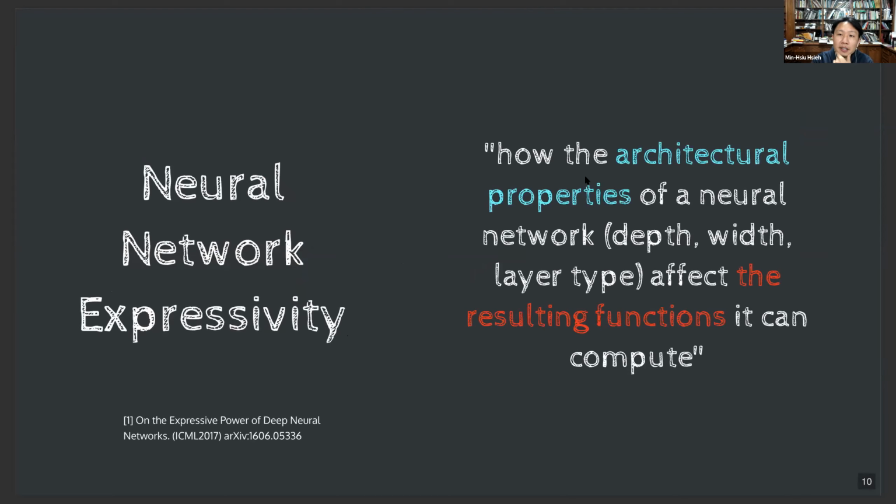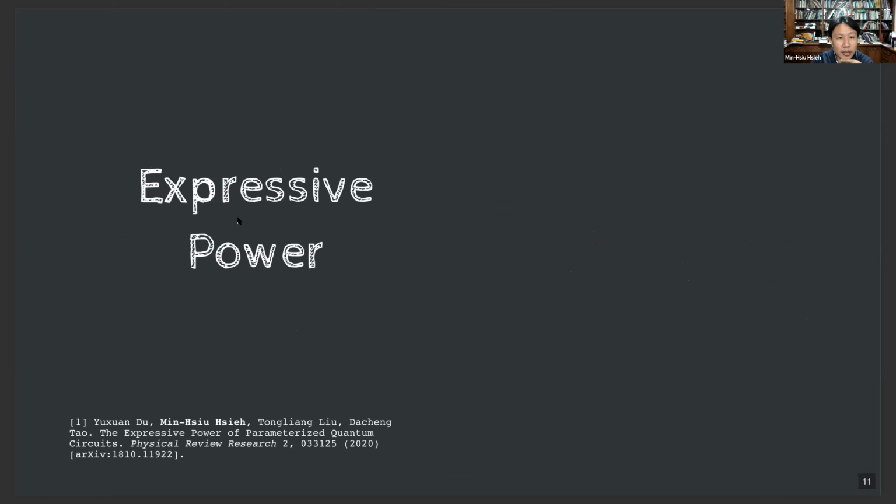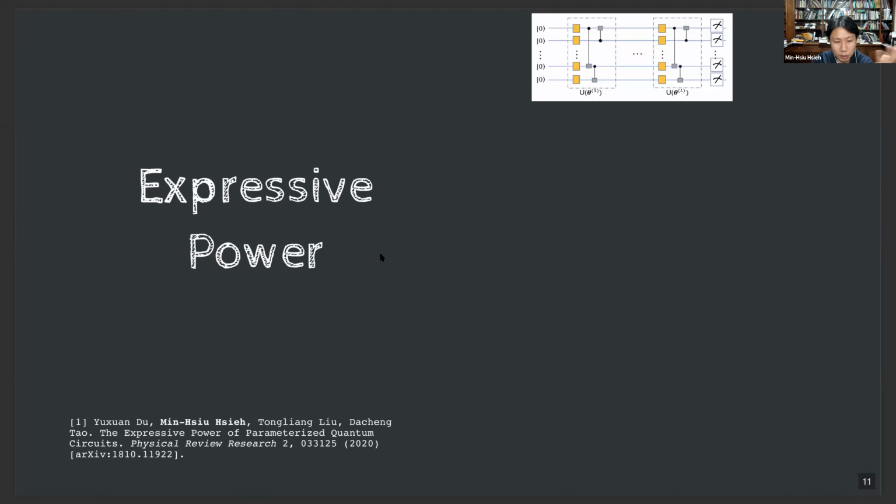is defined as follows. We want to know how the architecture property of a neural network would affect the resulting function that it can compute. Based on this, my students and I investigated the expressive power of a quantum neural network versus a Boltzmann machine. The circuit we use here is a few layers of tunable quantum circuit, and in each layer you have many CNOTs. So basically, between any 2 qubits, there will be a CNOT connection.